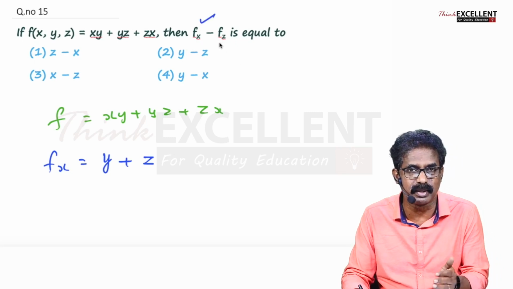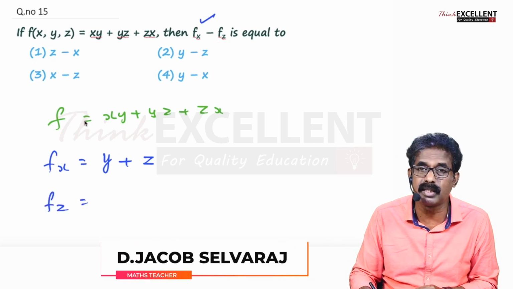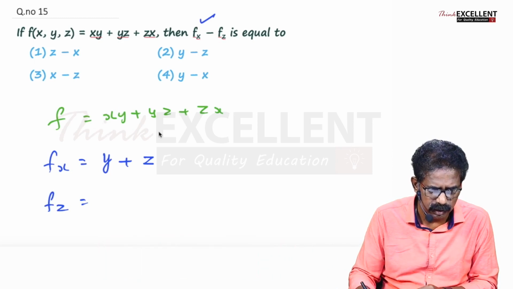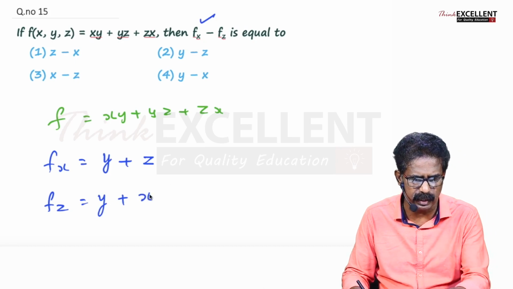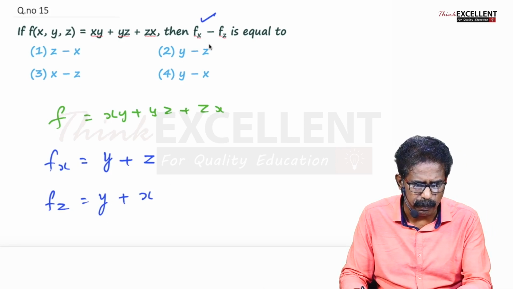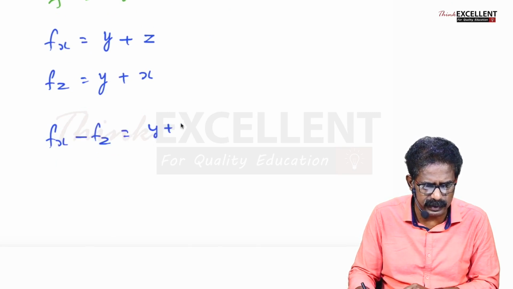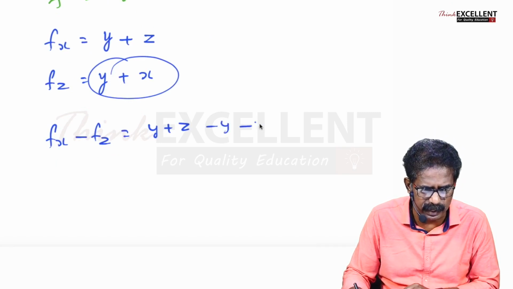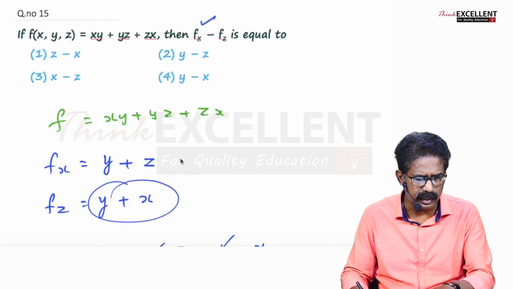So read very carefully. Sometimes don't take it as fy. It is fz, right? Read the question. Fz. Differentiate with respect to z. First term there is no z, so derivative 0. Second term z is there, so y constant into z derivative 1. Plus third term also z is there, x is a constant, x into z derivative 1. Now we see what they asked: fx minus fz. Fx is y plus z minus of fz. So both the times you change the sign: minus y minus x. Plus y minus y cancel. You are getting z minus x, and that is option number 1.